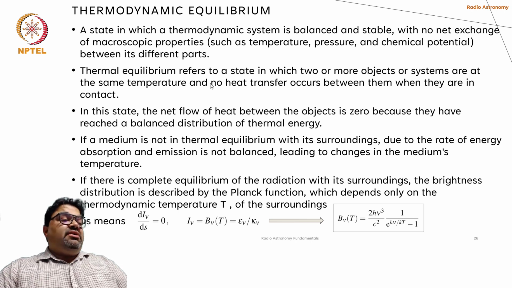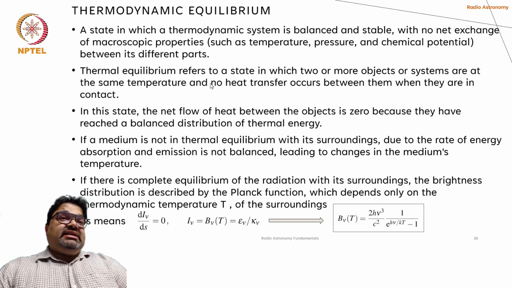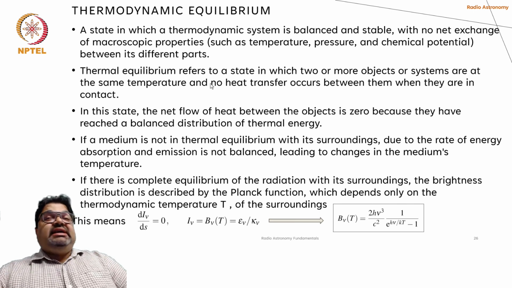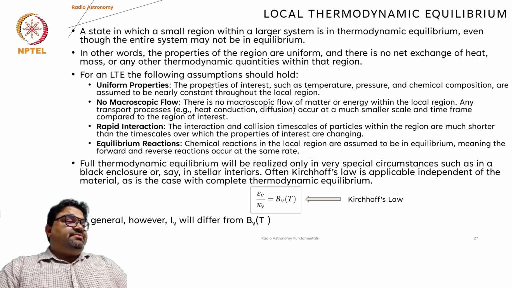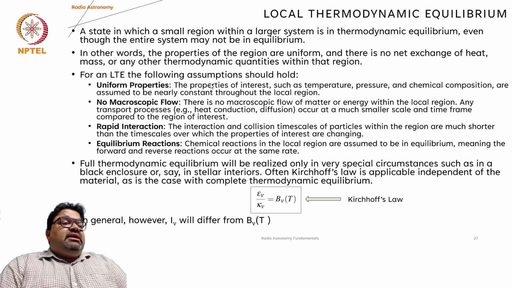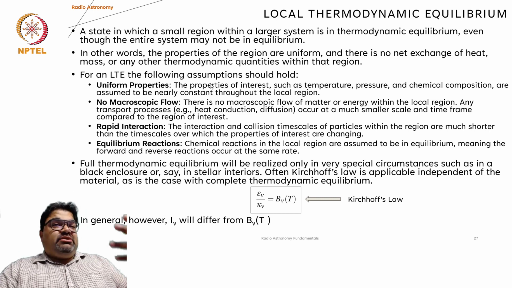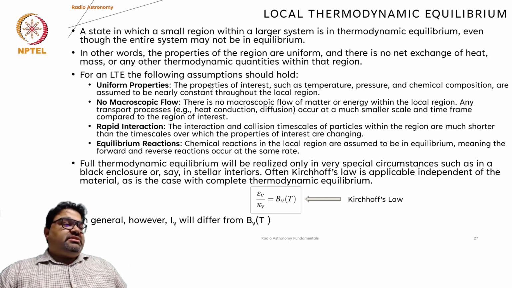which depends only on the thermodynamic temperature of the surrounding. So we are reiterating that Planck's law of black body radiation is valid in thermodynamic equilibrium. If there is still some exchange going on, that is not the value. So often we define something called local thermodynamic equilibrium, which may be true locally between the object and its immediate surrounding, but may not be valid for the global situation.